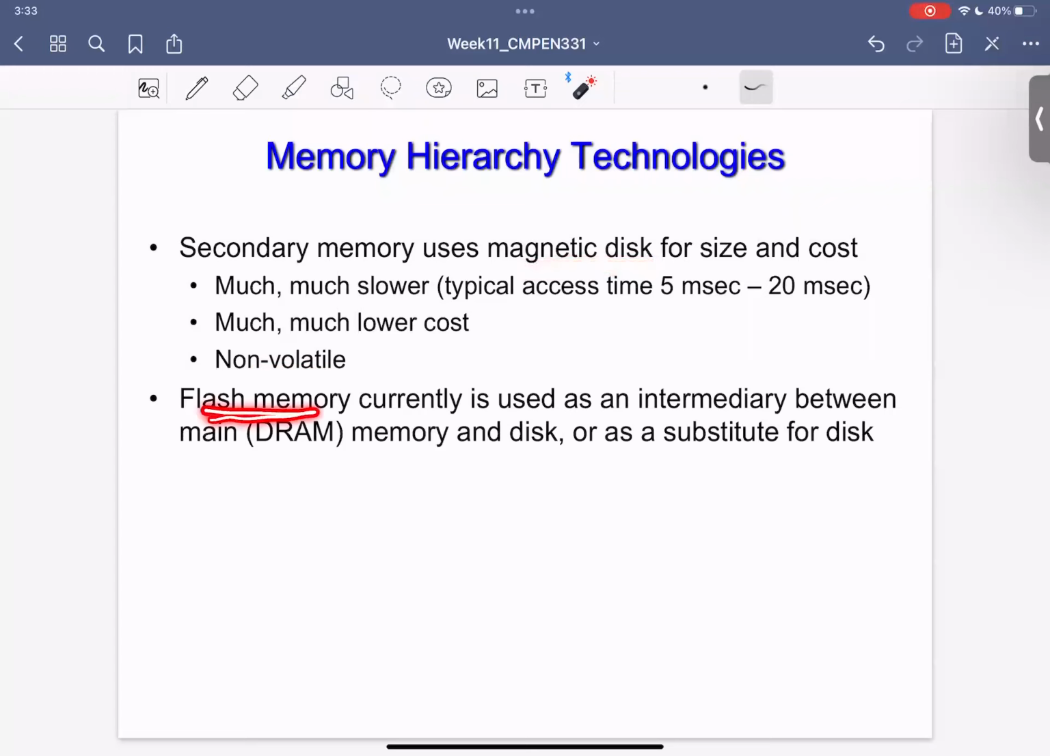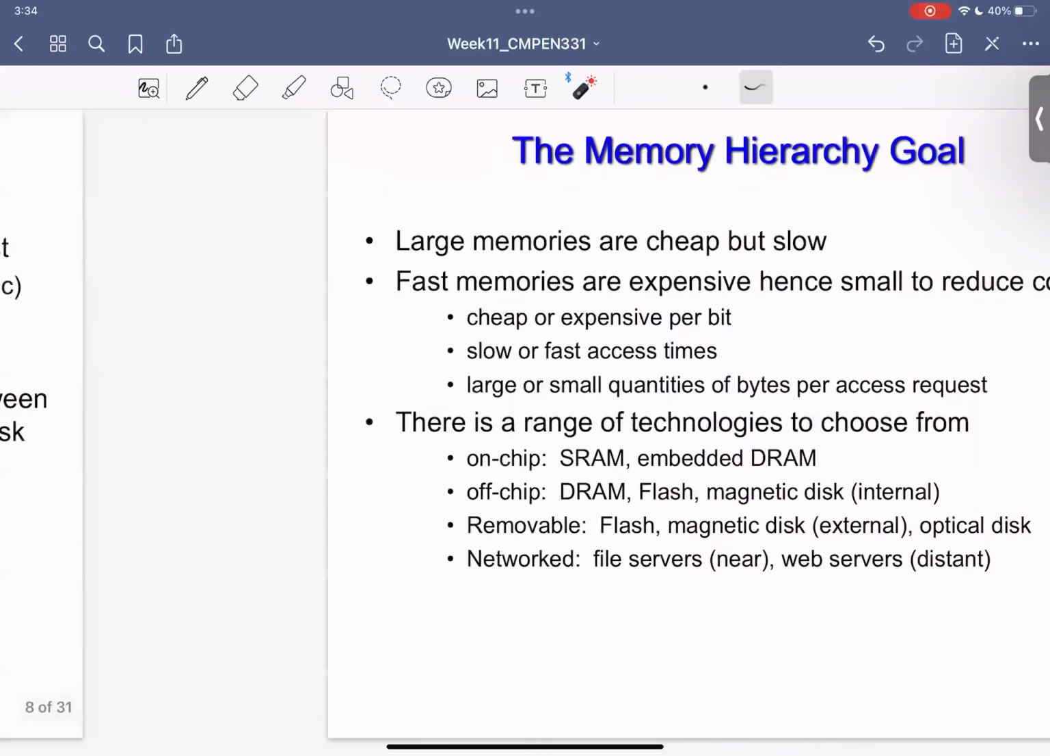The flash memory can substitute the magnetic disk. It's currently used as something intermediate between the DRAM and the magnetic disk. However, there is still some limitation on its size and also its price. It's not as cheap as the magnetic disk, and it's not as large as the DRAM.